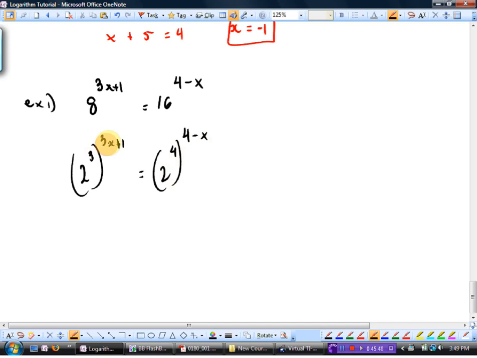What's my power to a power rule? Multiply. Multiply. In fact, I'm going to get this: 2 to the 9x plus 3 equals 2 to the 16 minus 4x. Yes? Are my bases the same? What's my base? What's my base on the left-hand side?